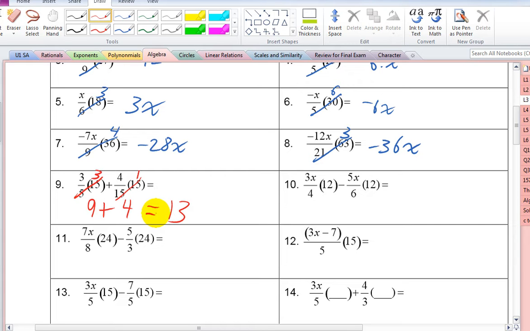Hands up if you got 9 correct. Good, hands down. Okay, number 10. Go ahead, do number 10. So we get 9x minus 10x. Final answer. Negative x. Hands up if you got negative x. Good. Okay, do number 11. Do number 12 too, but 12's going to challenge you a bit. Go for it.